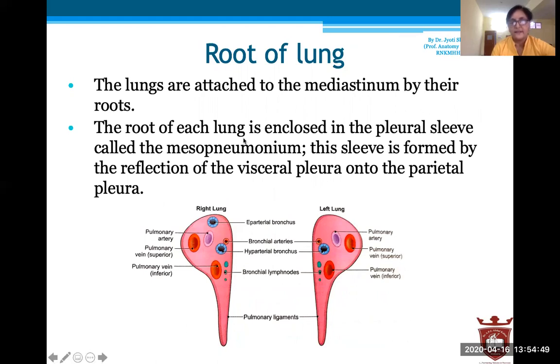Now we see in the diagram, this is the root of lung. This part is the root of lung. And this part which is hanging down is the pulmonary ligament, which we will see later on. In the diagram, I am showing this.